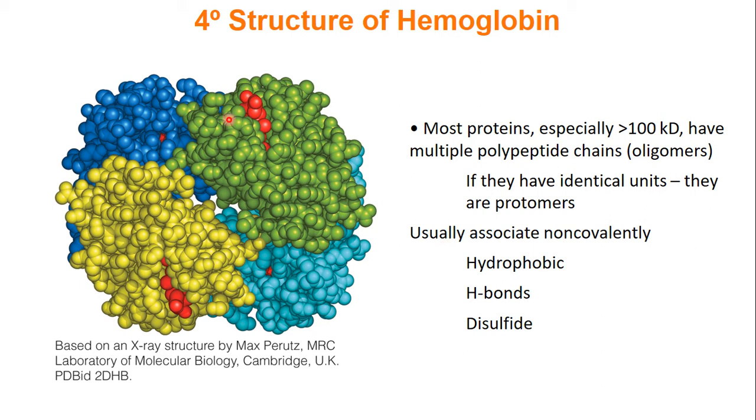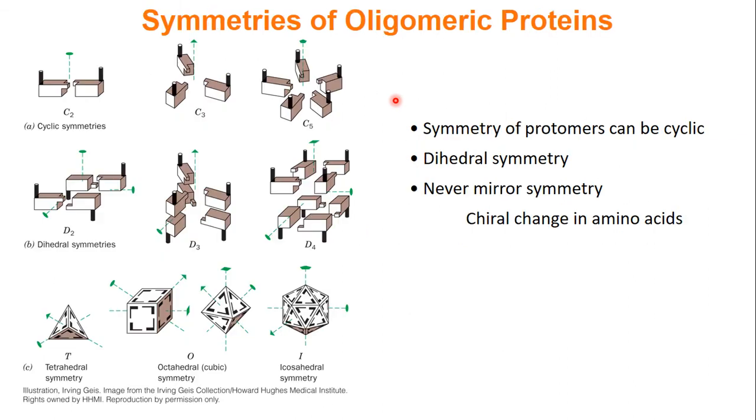Now, these polypeptide chains are usually not associated by covalent bonds. Rather, you have hydrophobic interaction or hydrogen bonds, or you do sometimes have these disulfide bonds that can covalently link different subunits. Now, when you look at proteins with multiple subunits, and specifically protomers, the way that these subunits are attached together are only attached in so many ways. That is, you have symmetries, and these symmetries are seen over and over and over again.